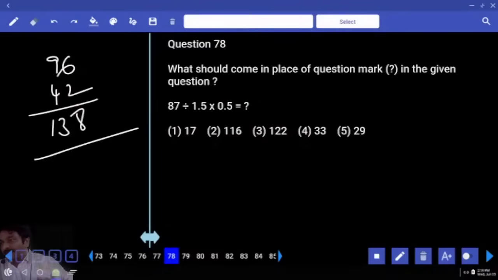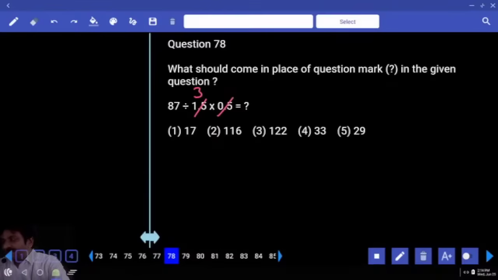Numerator, denominator, only one digit after decimal. 5 how many times? That 3 is in numerator or denominator? Denominator. 87 by 3. 29.